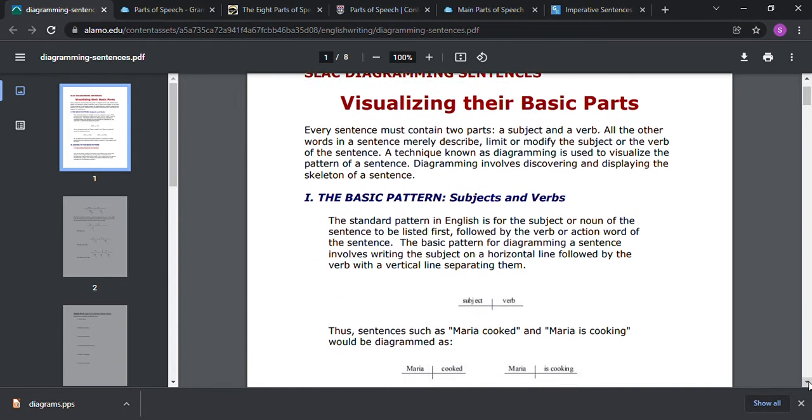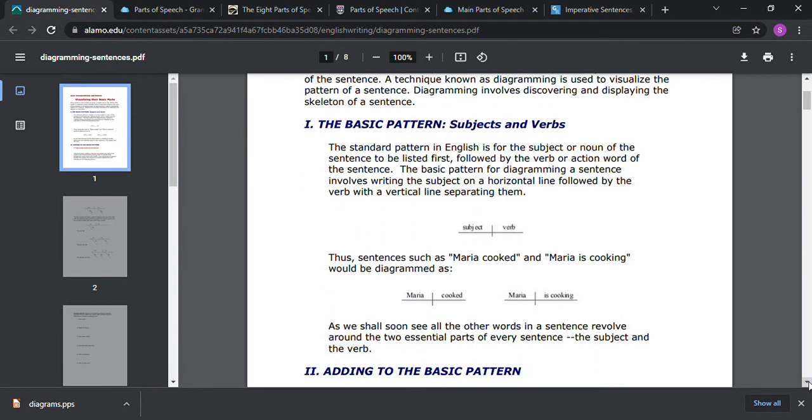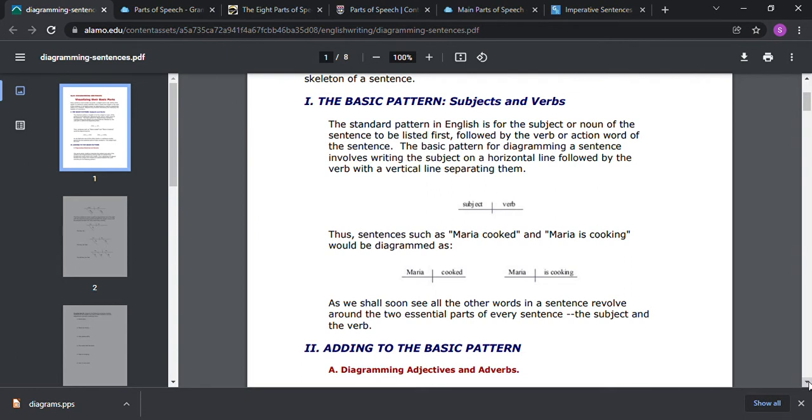It says the basic patterns, subjects and verbs. The standard pattern in English is for the subject or noun of the sentence to be listed first, followed by the verb or action word of the sentence. The basic pattern for diagramming a sentence involves writing the subject on a horizontal line, followed by the verb with a vertical line separating them. So you can see subject and verb.